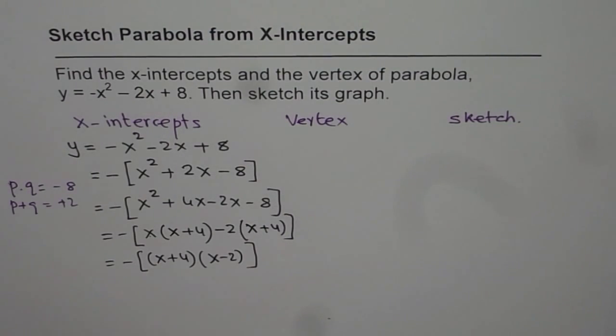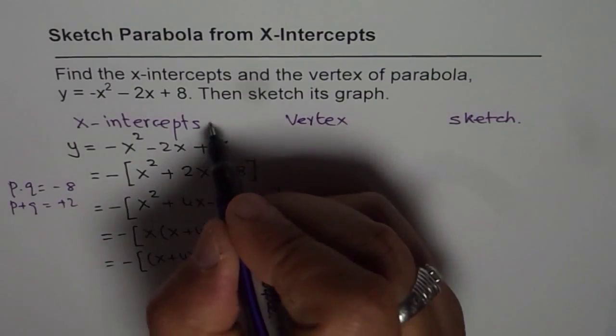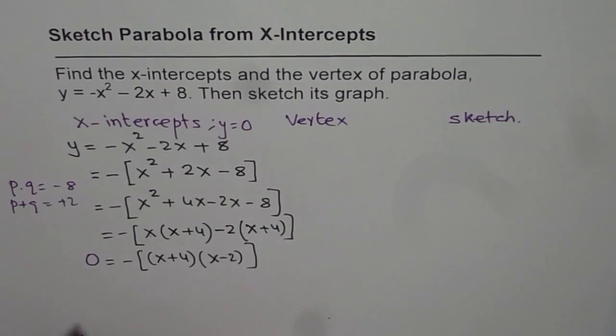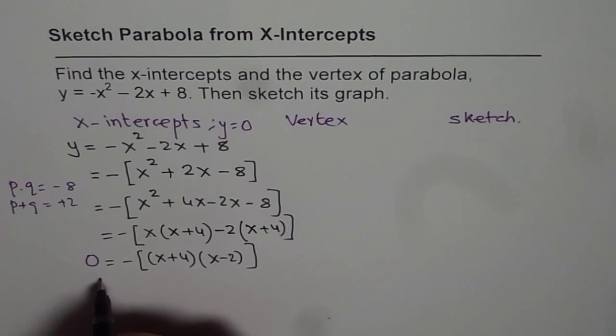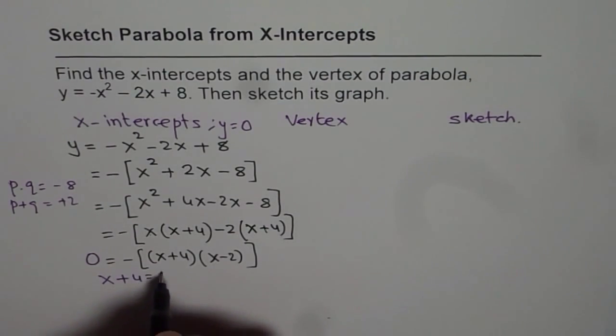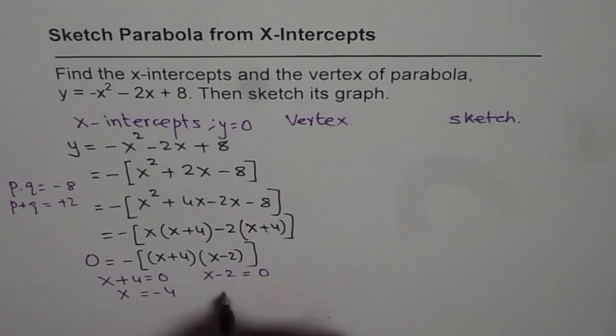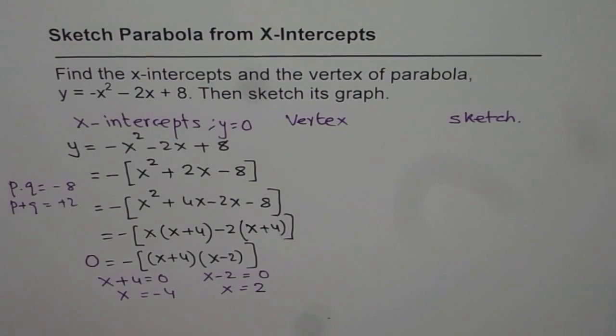Now for the x-intercept, y equals 0. So if I equate this to 0, then I can find the values of the x-intercepts. When is x + 4 zero? x + 4 = 0 means x = -4. And x - 2 = 0 means x = 2. So these are my two x-intercepts. One will be at -4 and the other one at 2.